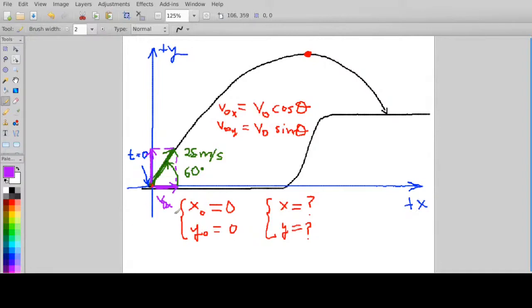Okay, and so that's what v naught x is a measure of, how fast it is moving along the x-axis. And v naught y is how fast it is moving along the y-axis. If you have a little bit of difficulty picturing that, let me get rid of that purple there because it's going to start to get messy.